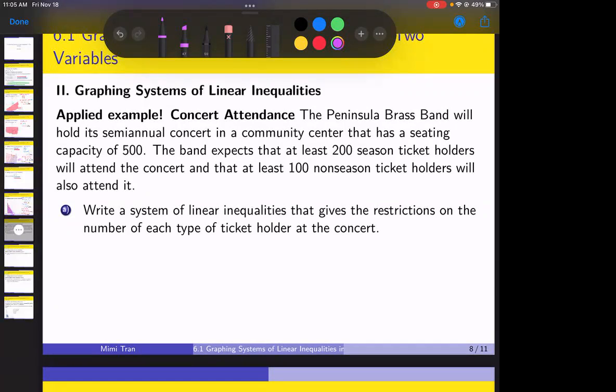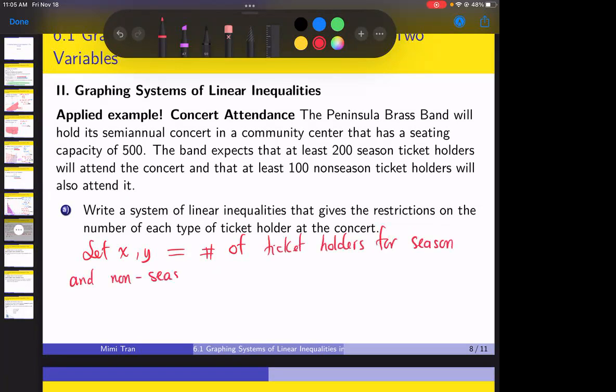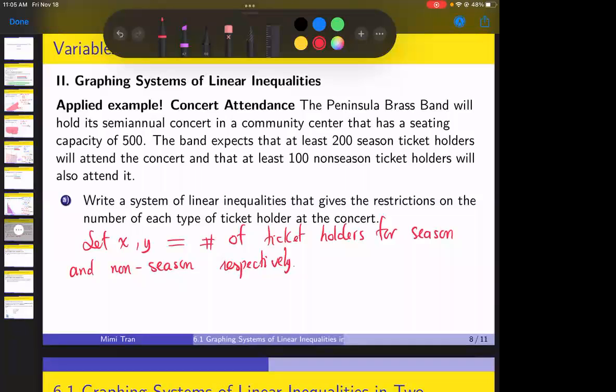So, you're gonna define your variables first, right? So I'm gonna let x, y be the number of ticket holders for season and non-season, respectively. Why don't you help me construct that one? I'll give you a few seconds.